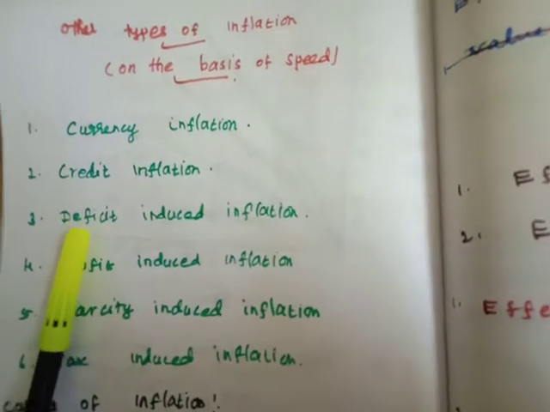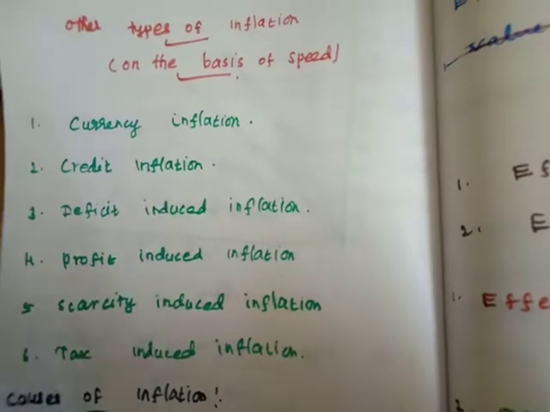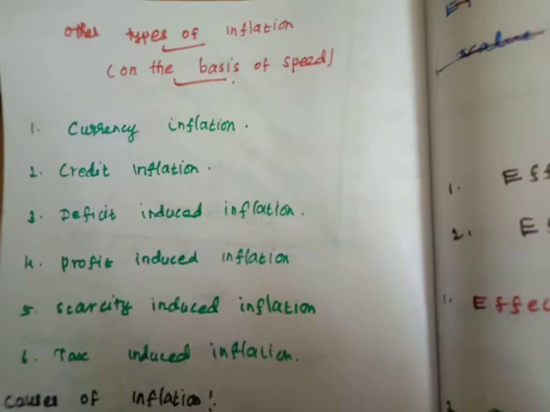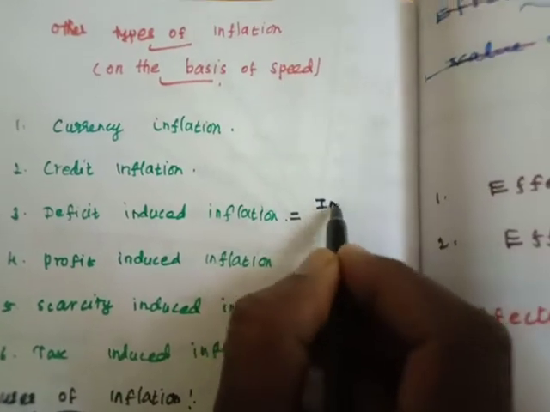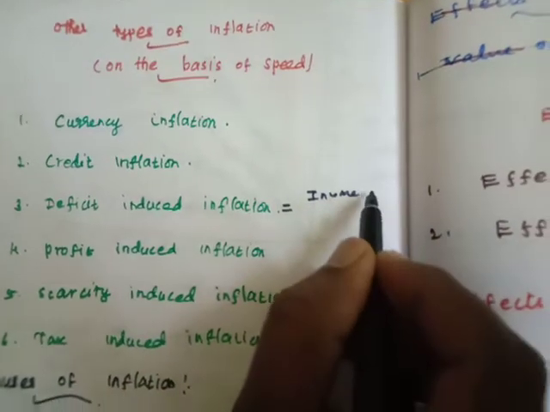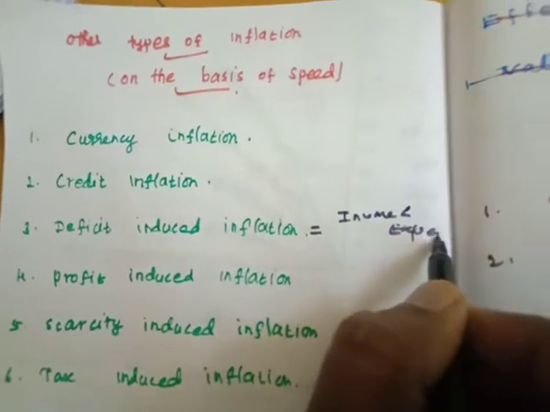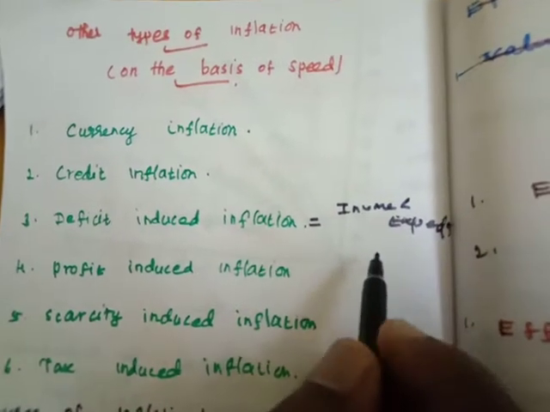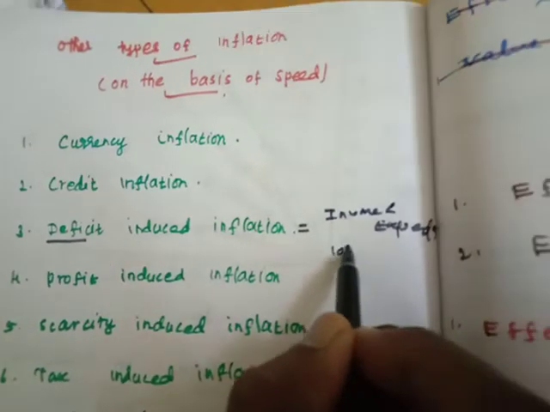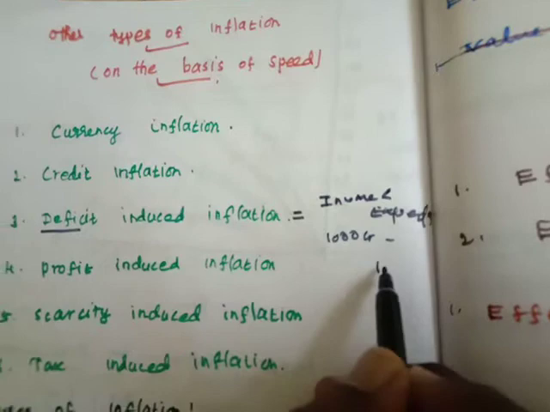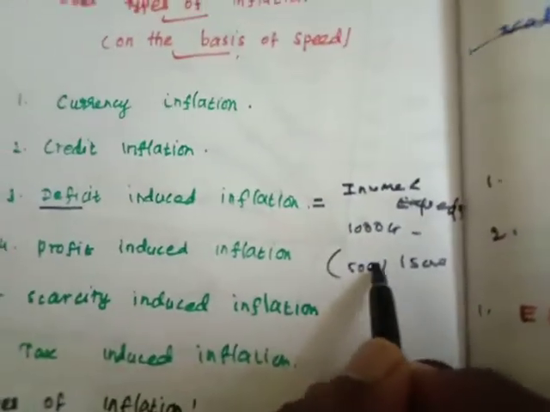And the third one is known as deficit-induced inflation. The deficit budget is generally financed through printing currency. What do you mean by deficit budget? Income is less than expenditure. That is known as deficit. For example, the government income is 1,000 crores, but the expenditure is 1,500 crores. This 500 is known as deficit financing.